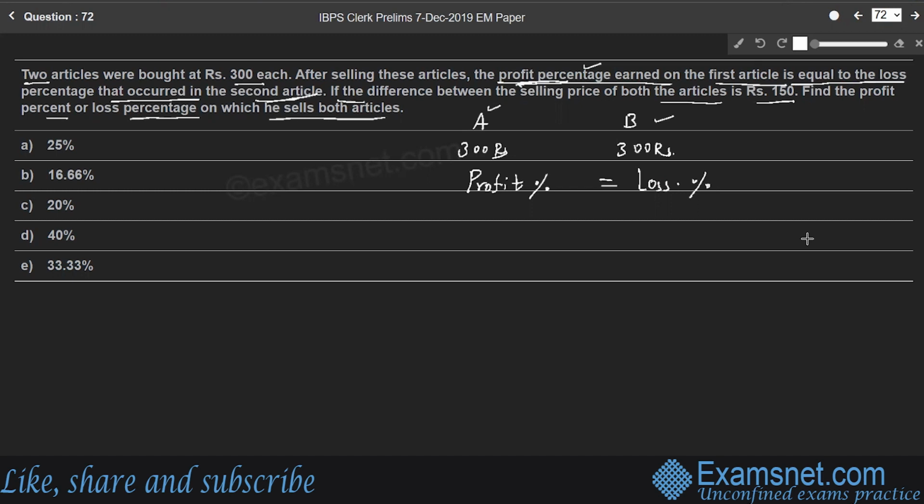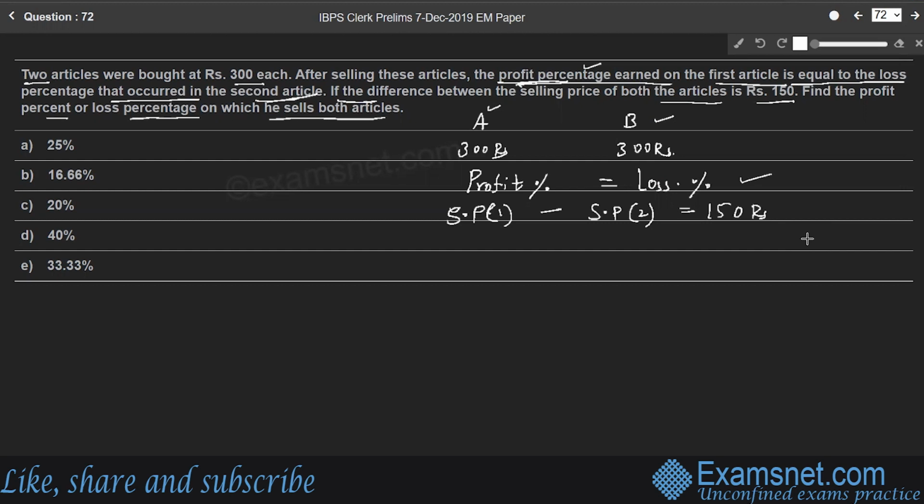So next, if the difference between the selling price of both the articles is 150 rupees. So the selling price of the first article and the selling price of the second article. So if the difference is 150 rupees, find the profit percent or loss percentage on which he sells both the articles.